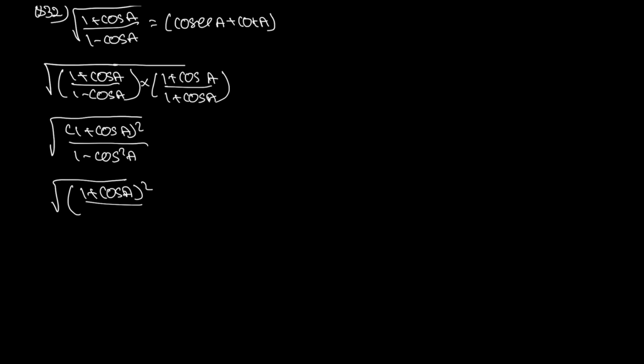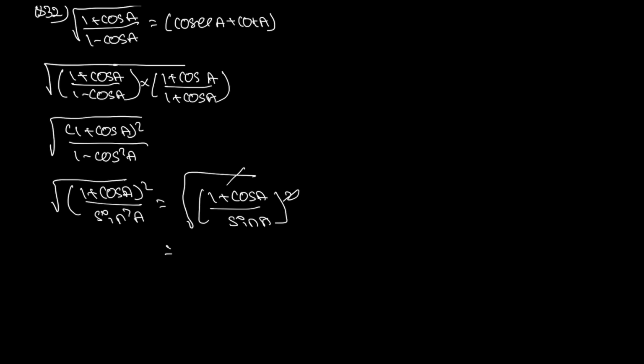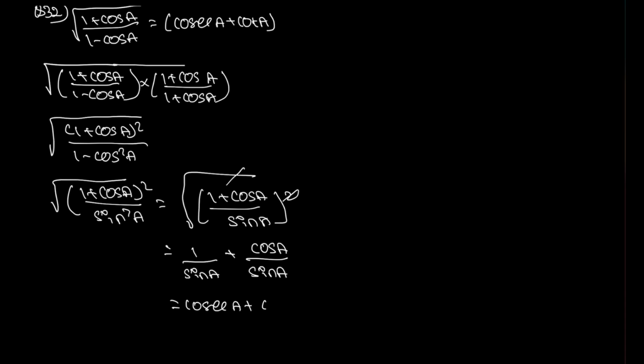1 plus cos A whole square by sine square. So here I'll write the square as common. We'll get 1 plus cos A by sin A whole square. This square and root gets cancelled. And here I'll write this numerator as two different terms. We'll get 1 by sin A plus cos A by sin A. And we know inverse of sine is nothing but cosecant A, and cos A by sin A is nothing but cot A.